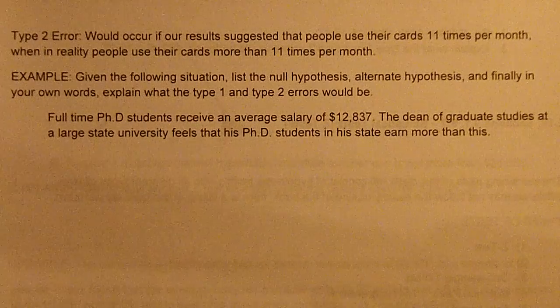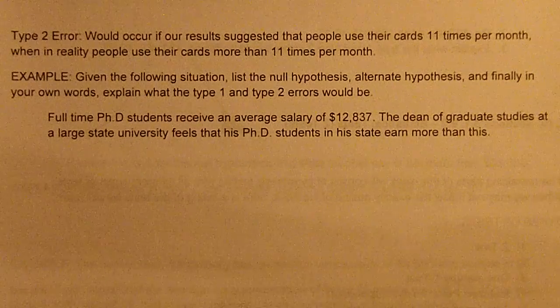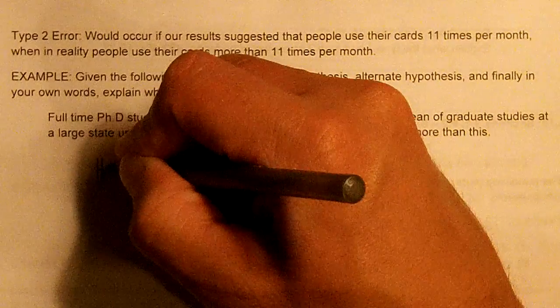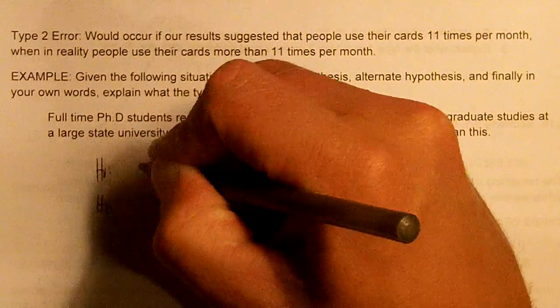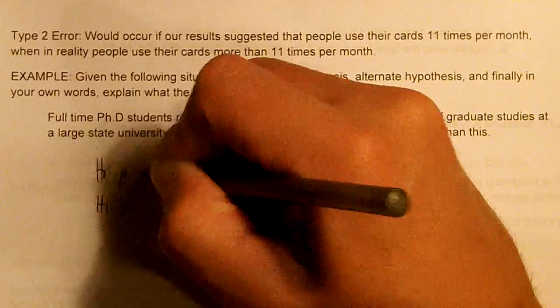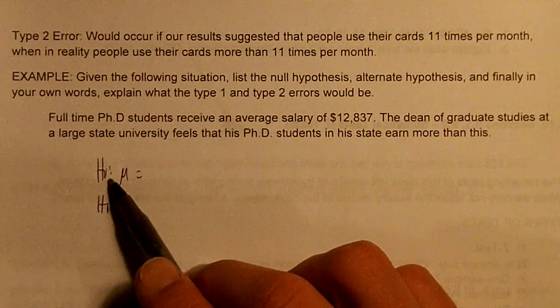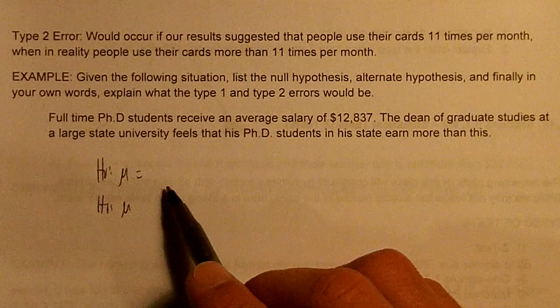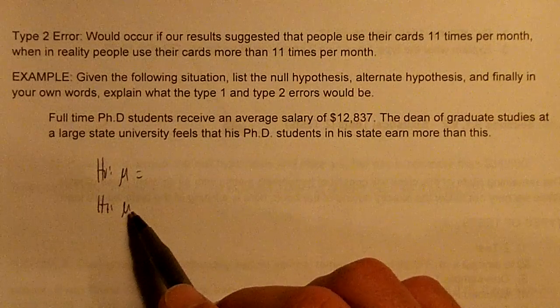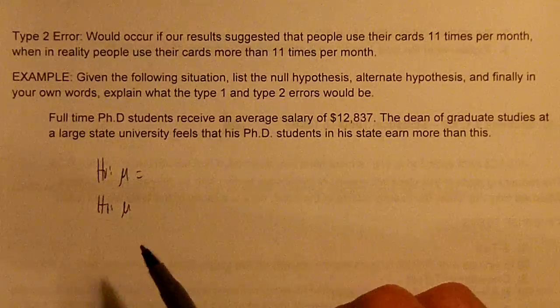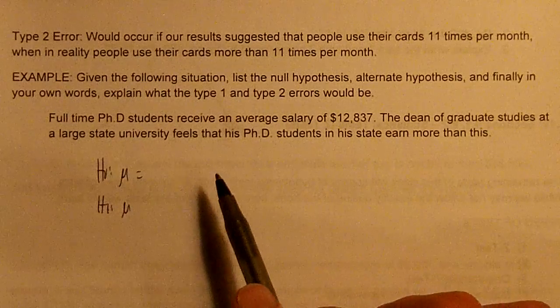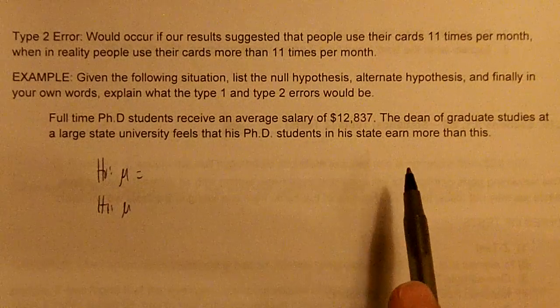Okay, so let's try 2 examples, and then I think we're done with this section. First things first, list the null and list the alternate. And basically, you can start every problem like this, right? H sub 0, mu equal to some number, H sub 1, mu, and then we have to pick between 3 different cases. So full-time PhD students receive an average salary of $12,837.